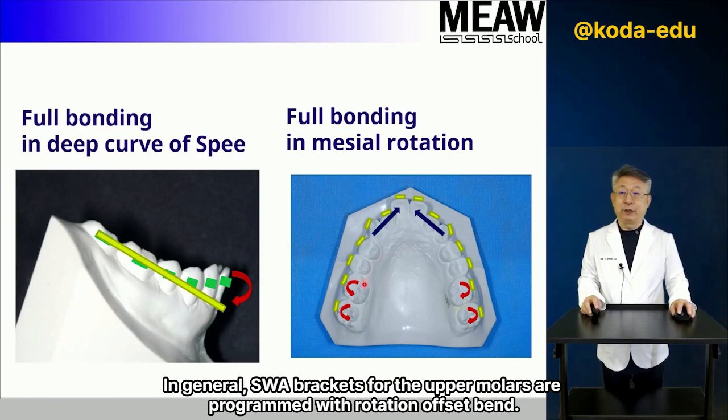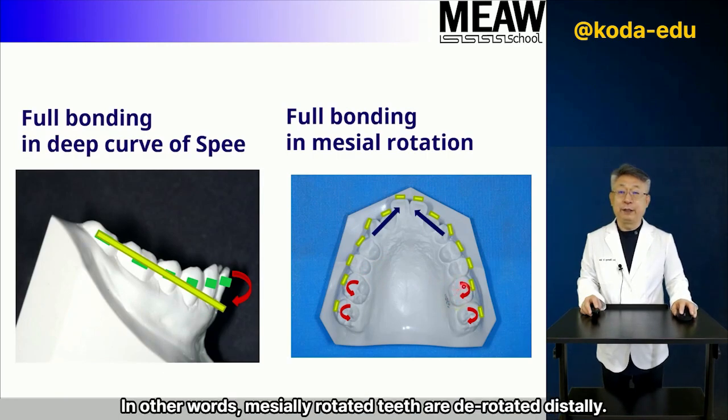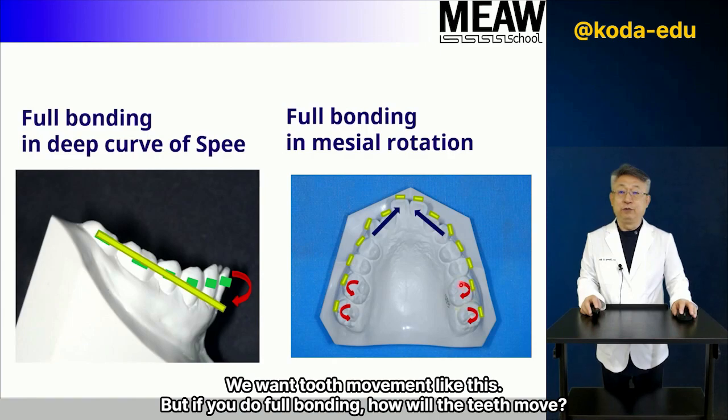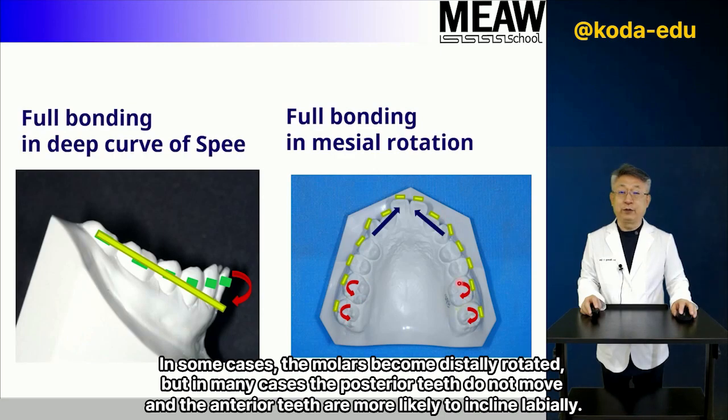In general, SWI brackets for the upper molars are programmed with rotation offset bend. In other words, mesially rotated teeth are derotated distally. We want tooth movement like this, but if you do full bonding, how will the teeth move? In some cases, the molars become distally rotated, but in many cases the posterior teeth do not move and the anterior teeth are more likely to incline labially.